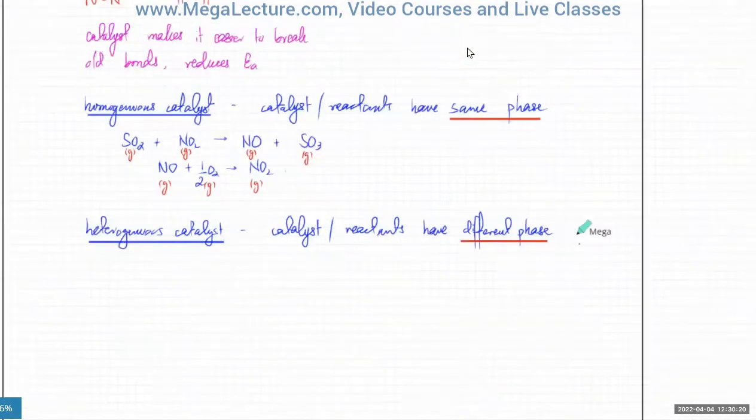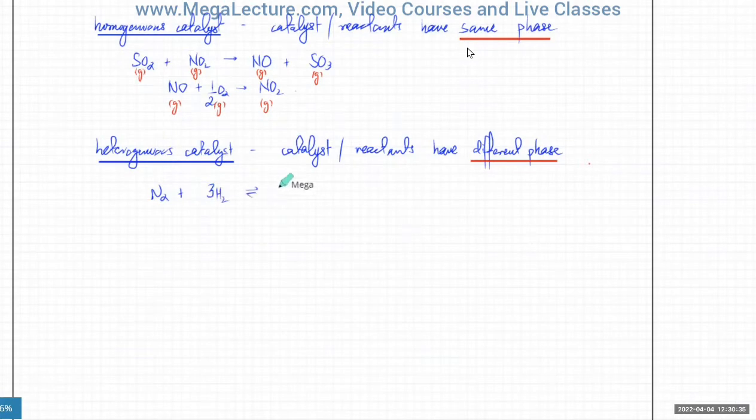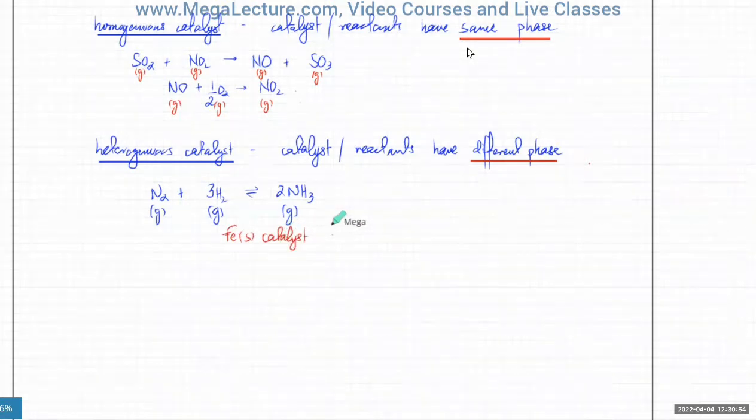Now one example for that would be, I mean you've done a lot of reactions, it's very easy to identify. Like if you remember the Haber process, all of the reactants are in gaseous phase while the catalyst is a solid. So they're all in gaseous phase, and you've got an iron catalyst which is a solid. So that is one example for that.